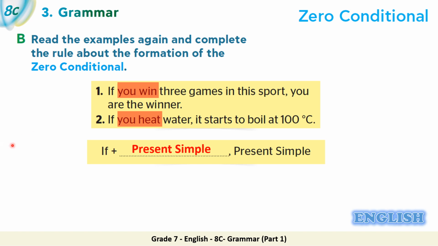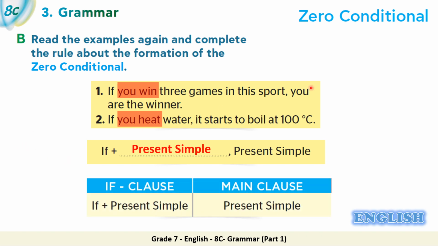So let's conclude this rule. The zero conditional sentence consists of 2 parts, if clause and main clause. If clause or the condition, and main clause or the result. And both parts are in the present simple.